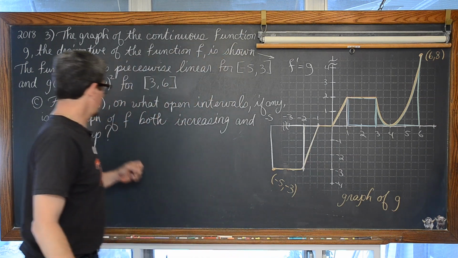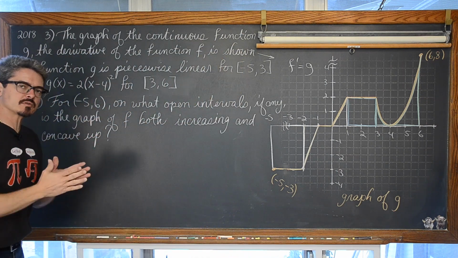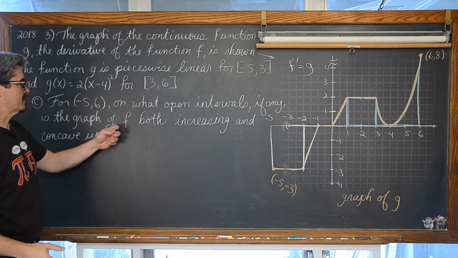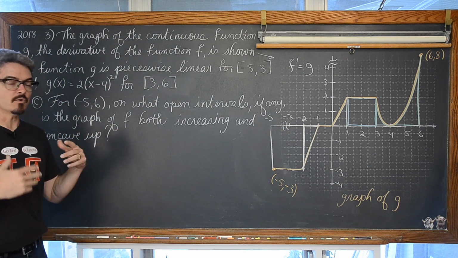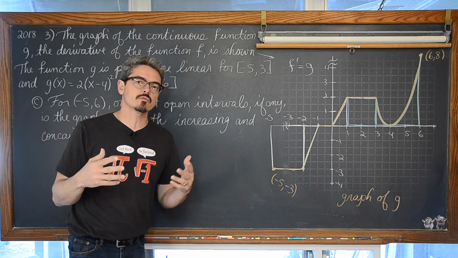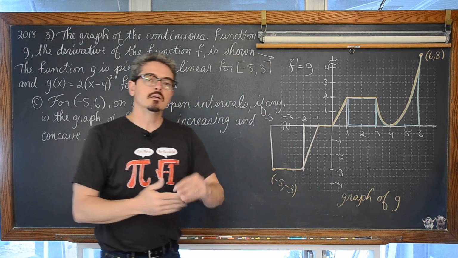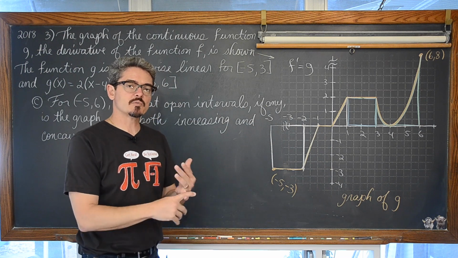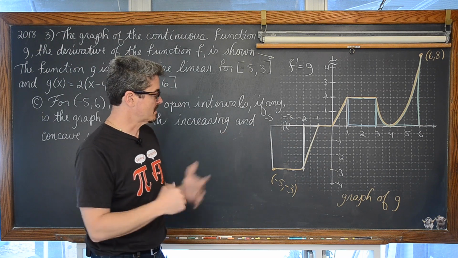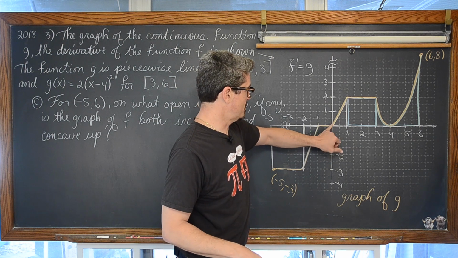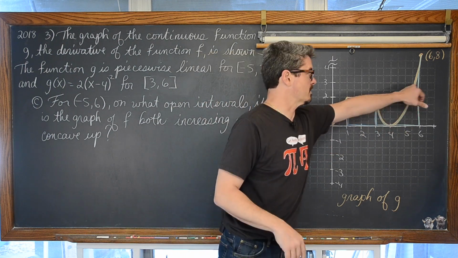Well, hopefully both of these parts are easy, but I think it's probably more obvious for you to identify where function f is increasing. Well, function f is going to be increasing wherever the derivative, in this case the graph of g, is positive, right? If your slope is positive, the function is increasing. So g was positive from 0 to 4 and from 4 to 6.